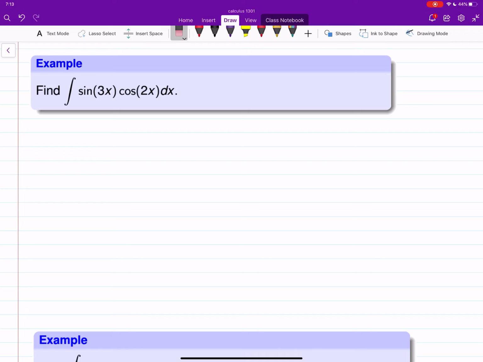Well, the first idea that may come to mind is to do substitution. For example, we can set u to be 3x, so the first one will turn into sine of u. The second one, however, 2x, you can write as 2/3 of 3x. Since 3x is u, that will be 2/3 of u. So the second one still will be something else.